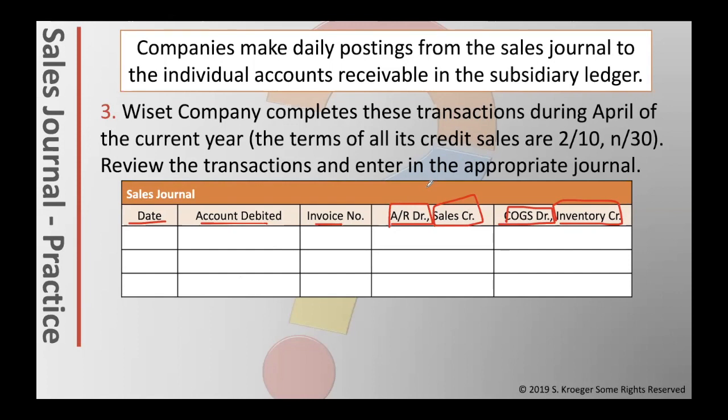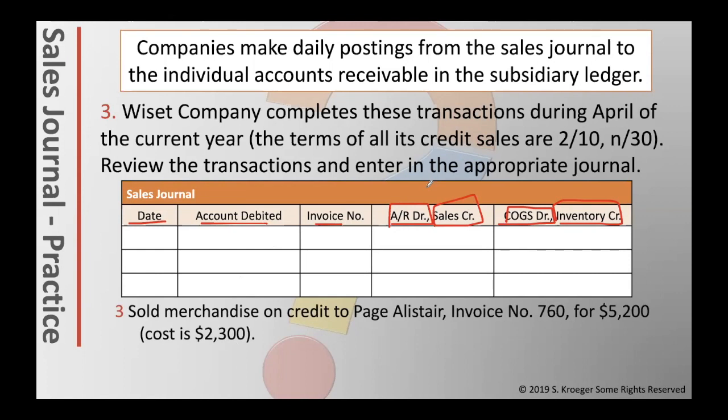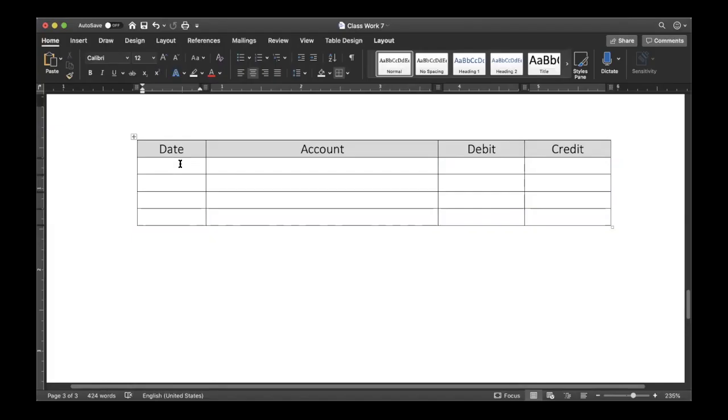For example, on the 3rd, sold merchandise on credit to Paige Alastair, invoice number 760 for $5,200. The cost to us was $2,300. What this journal entry would normally look like is the following. The normal journal entry of a sale would be 4 lines. It's 2 different entries. We have on the 3rd the actual sale. It's on account. It would be accounts receivable of $5,200.